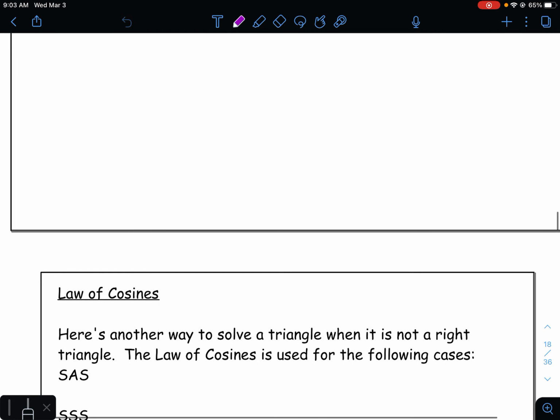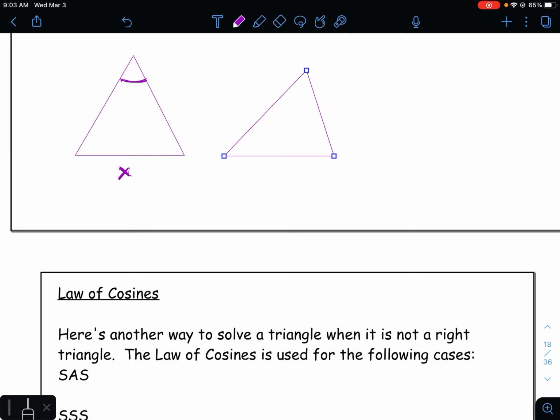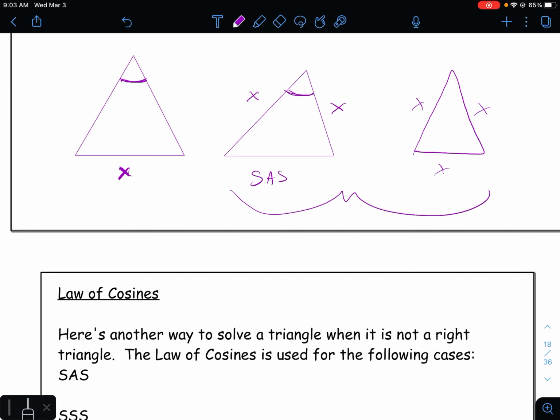So the other day we learned about the law of sines. In order to use the law of sines, the big requirement is that you need to have an angle and its opposite side. You have to have that in order to set it up. But what happens if you're given, let's say, an angle and two sides? That would be a side angle side case. Or what happens if you're given the three sides? In these scenarios, you're going to use law of cosines.